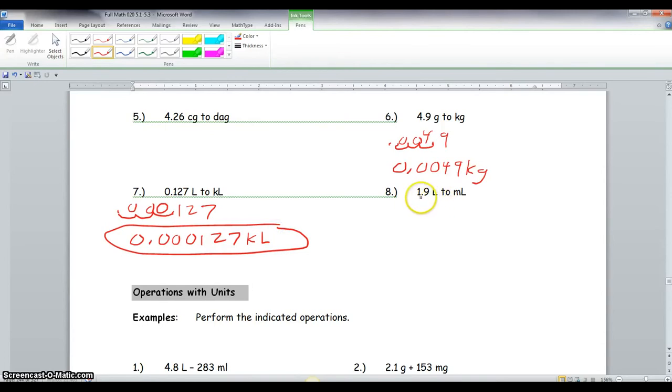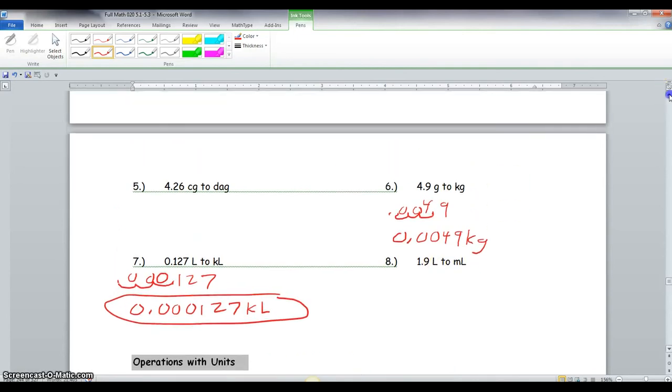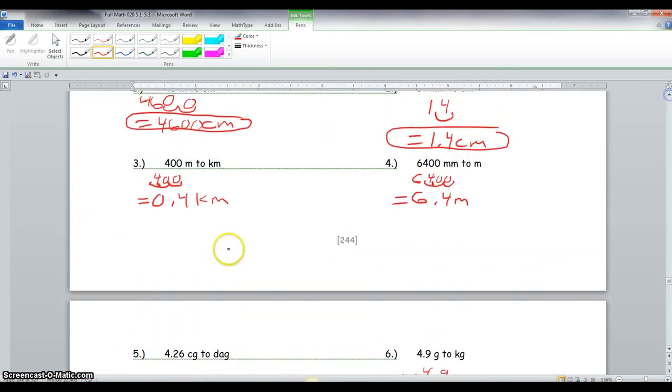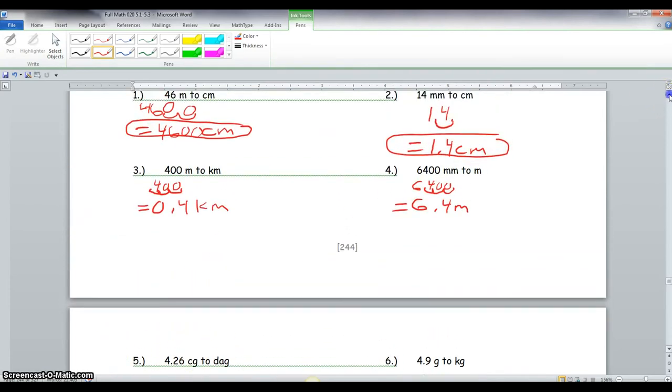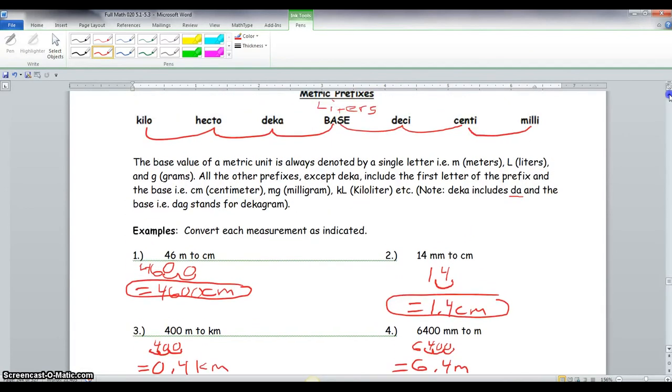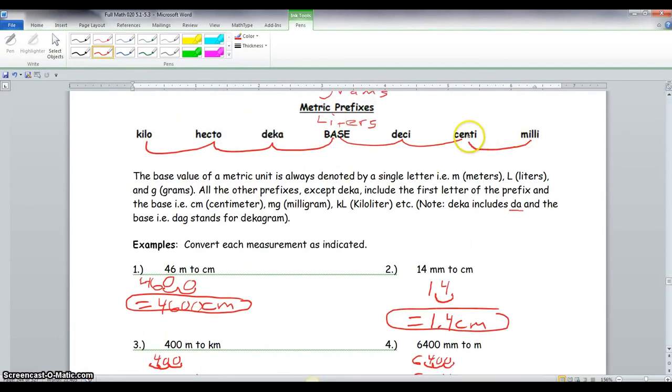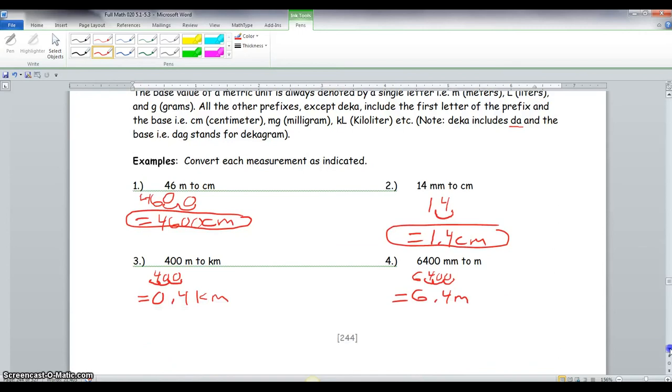Now we go here to number 8. We have 1.9 liters to milliliters. So that means that we will go from the base to milli. So before we do anything else, we want to go from centigrams to decagrams. So we need to go from centi to deca. So we go up here. Centi to deca, we'll go 1, 2, 3 places to the left. So we scroll back down here.